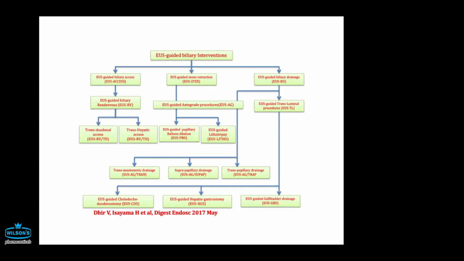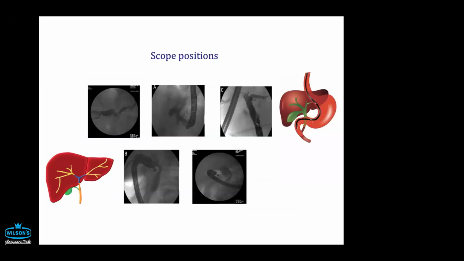Transluminal procedures can be choledochoduodenostomy, where you place a stent between the duodenum and the bile duct. It can be hepaticogastrostomy, where you place a stent in the proximal stomach between the stomach and the left lobe of liver. And of course, you have gallbladder drainage. These are all transluminal procedures, in contrast to transpapillary drainage, which is an EUS guided antegrade procedure. So a variety of procedures are there, and expertise in all these procedures takes time.